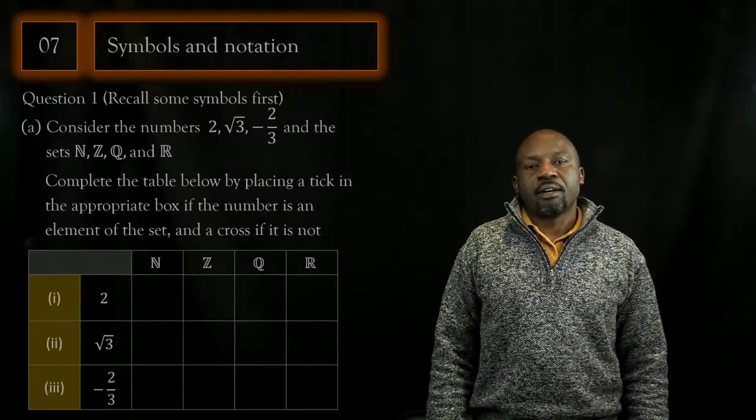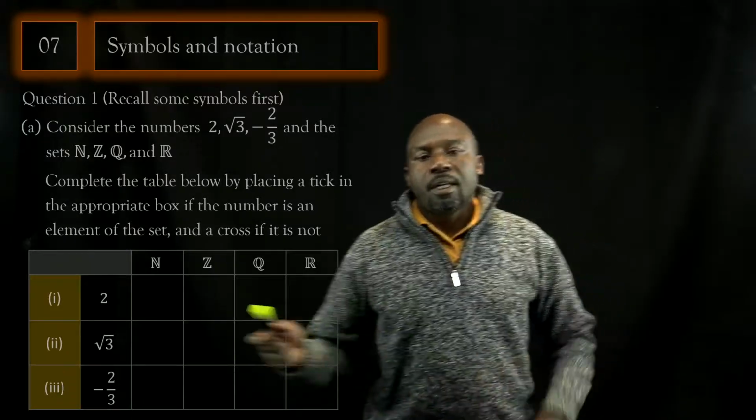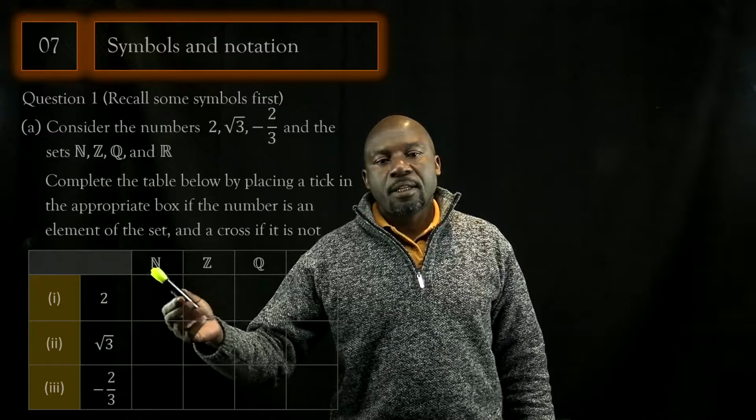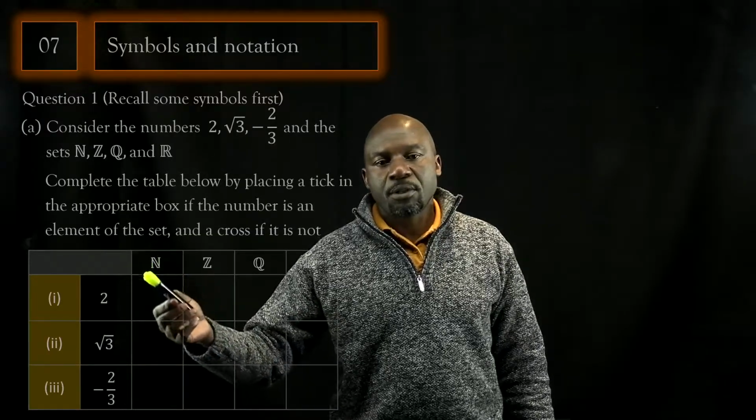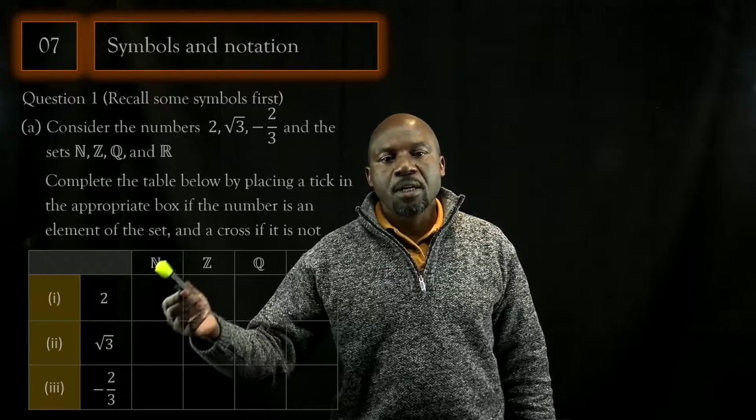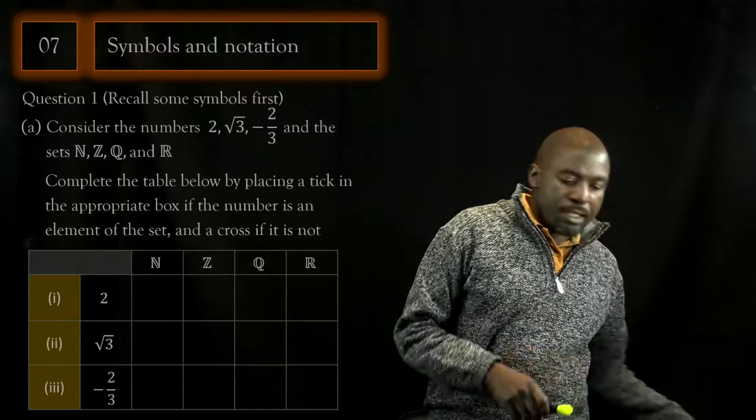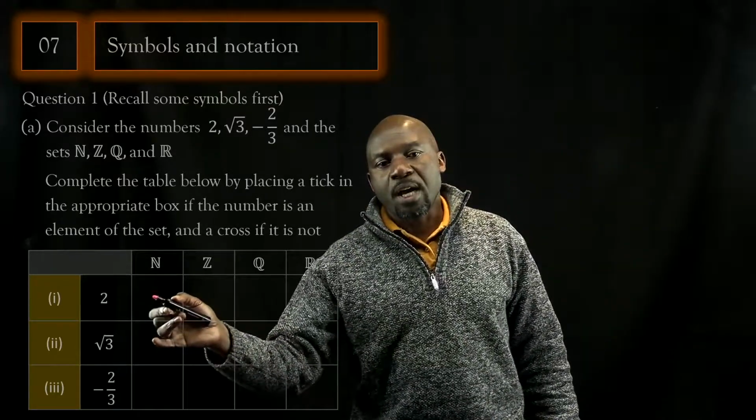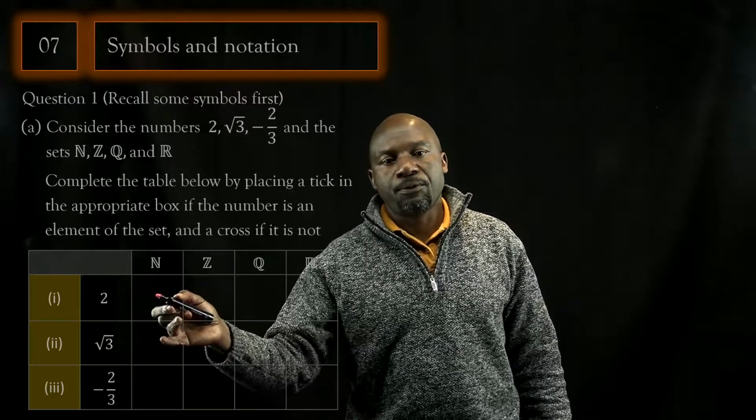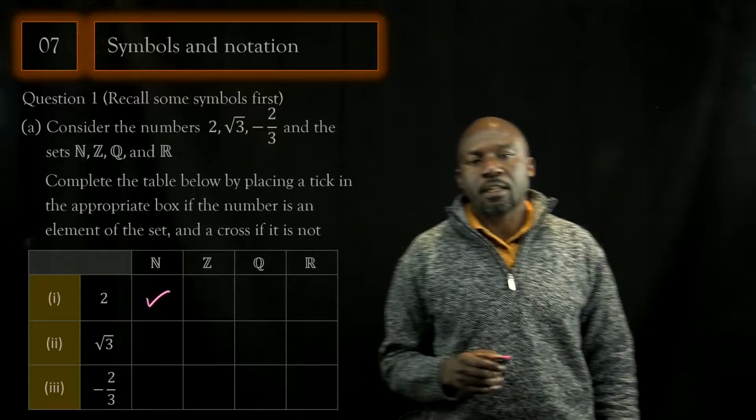So we have a diagram there. Let's start with 2. Does 2 belong to this set? This is a set of natural numbers. Natural numbers are also called the counting numbers. So does 2 belong in the set of counting numbers? And the answer is, of course, yes. 2 is a counting number. 1, 2, 3, 4. So 2 is definitely in this set. We put a tick there.